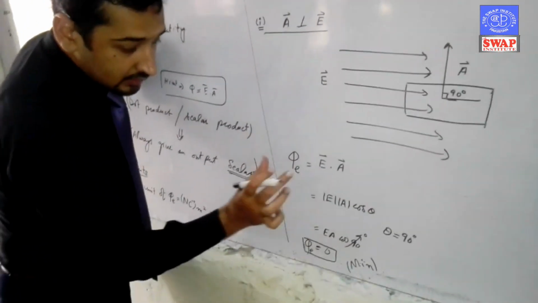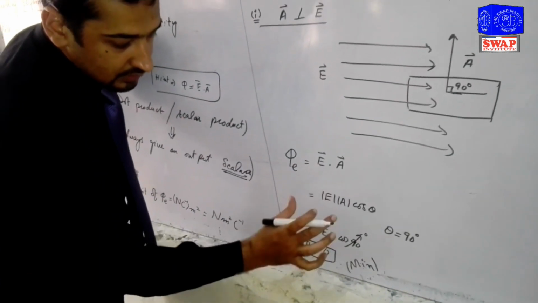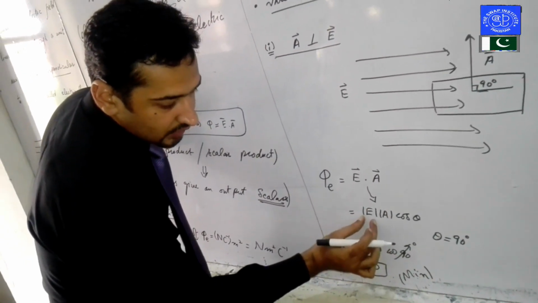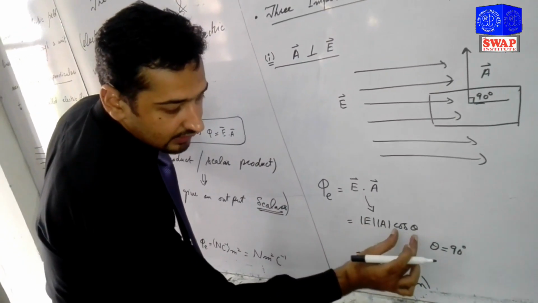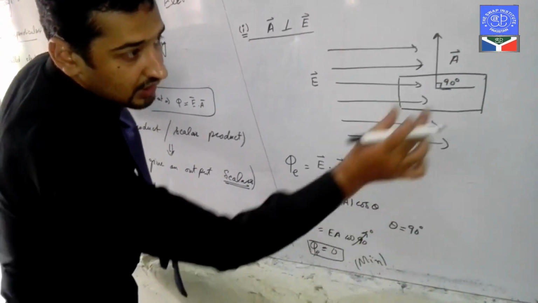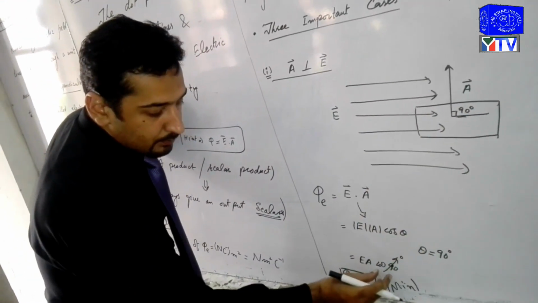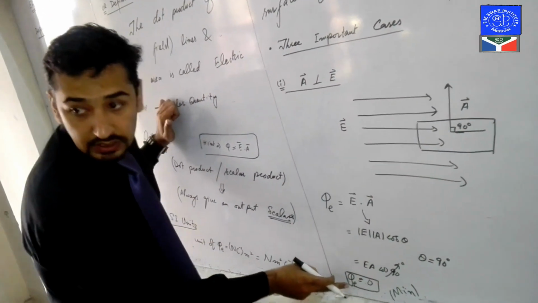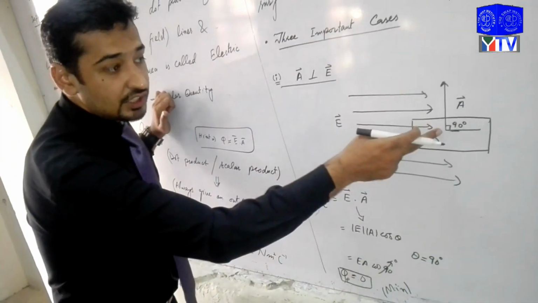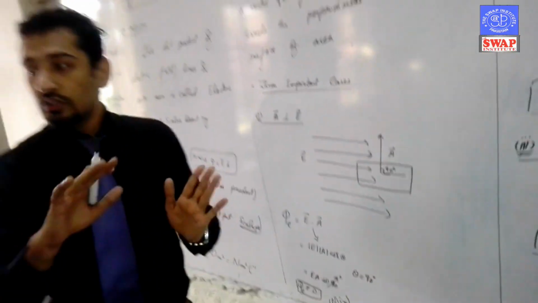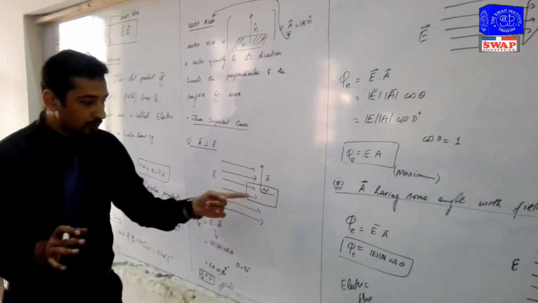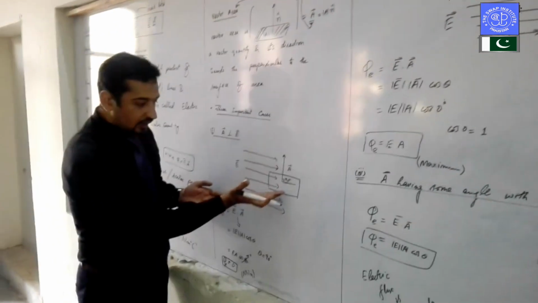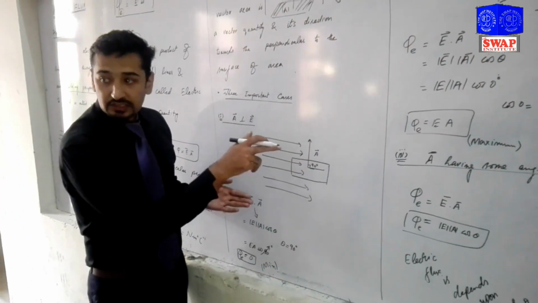By expanding this formula, the dot product is always the magnitude of the first vector, the magnitude of the second vector and cos theta. Here theta is 90 degree. So putting the values in the equation, we will get the minimum electric flux at an angle of 90 degree with the vector area, not the area. The area is parallel to the electric field line. This is a very confusing point. Here the area is parallel, but the vector area is perpendicular.